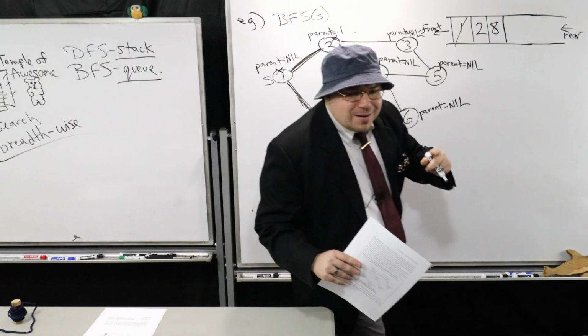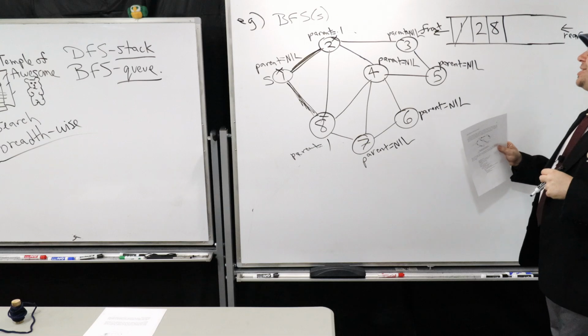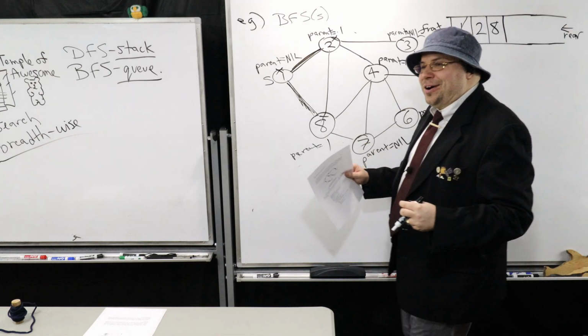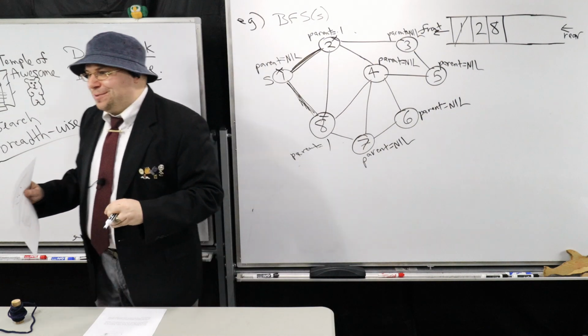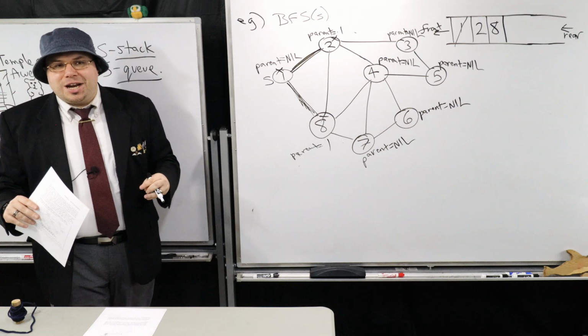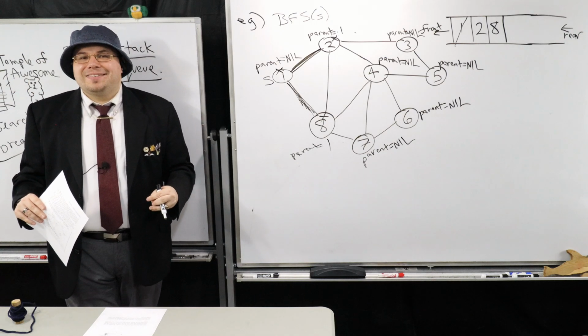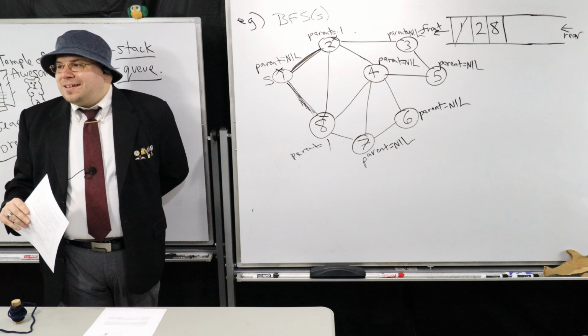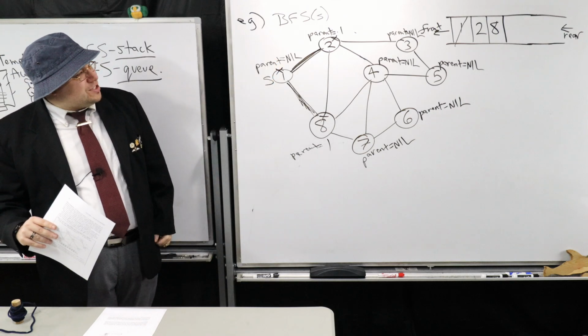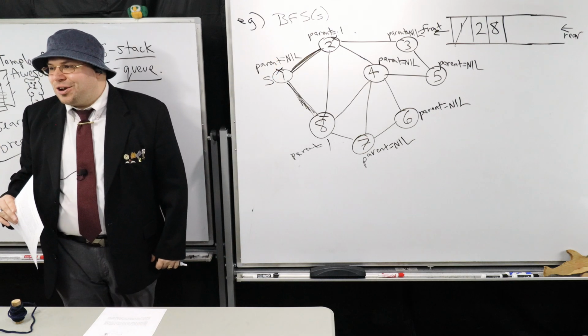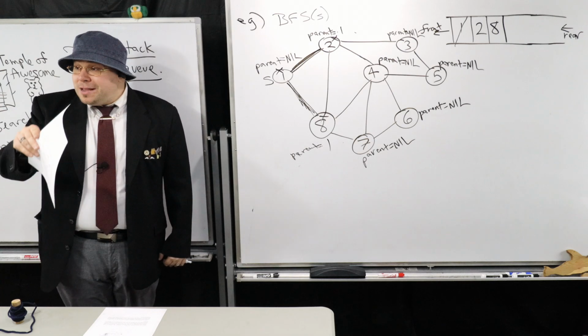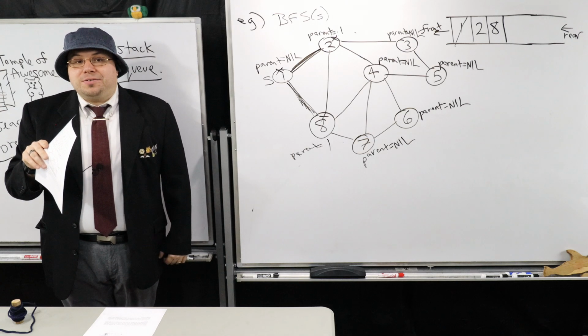Well, think about it. It's a queue. So what operation should I do to the queue to get the next vertex to explore? What operation should I use on the queue? You'll notice that when I started this process, I just simply dequeued 1, and then I started playing around with it. So maybe, just maybe, what should I do?